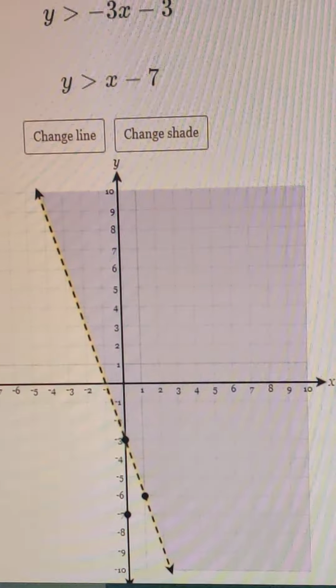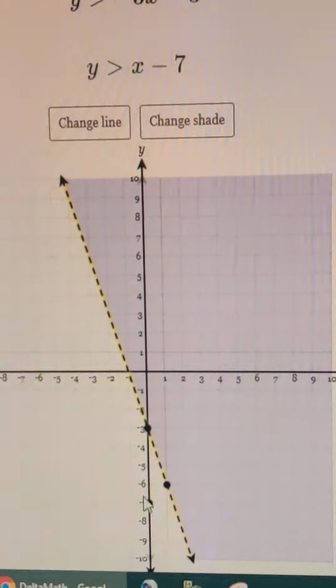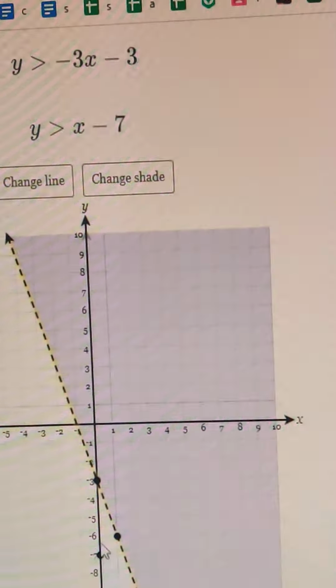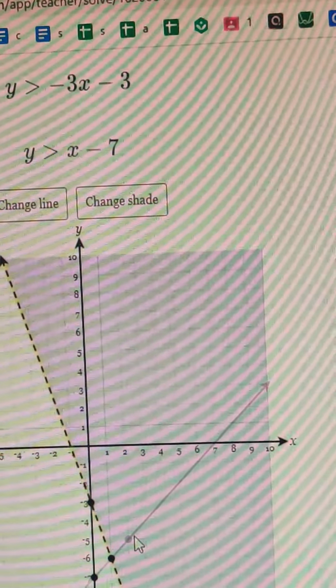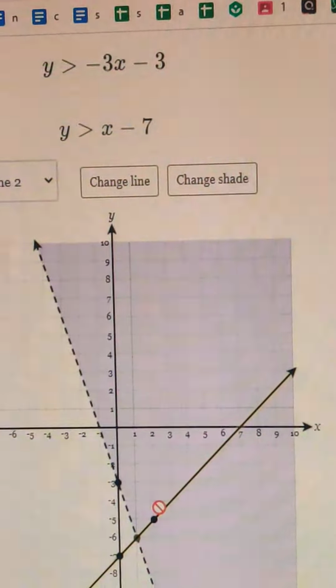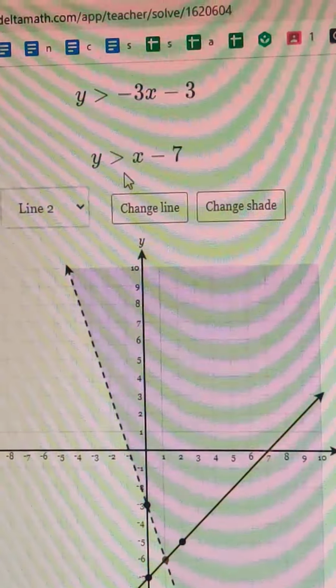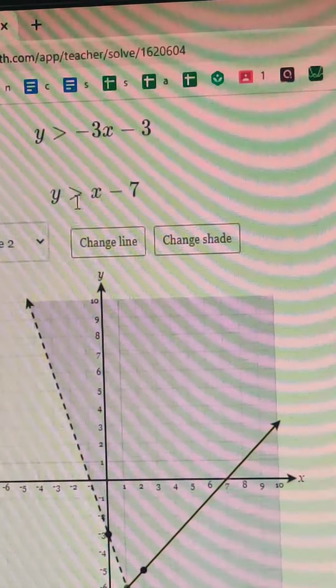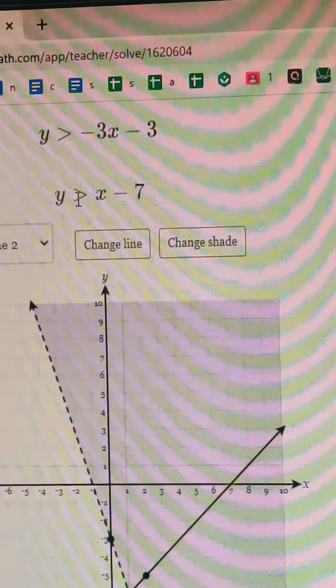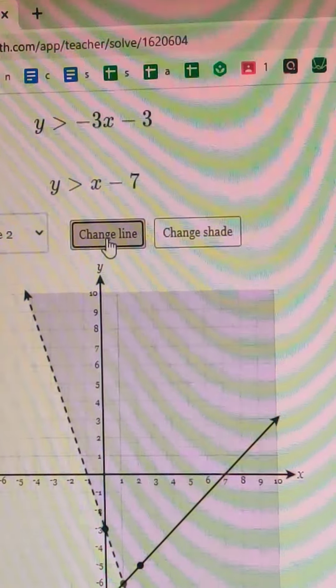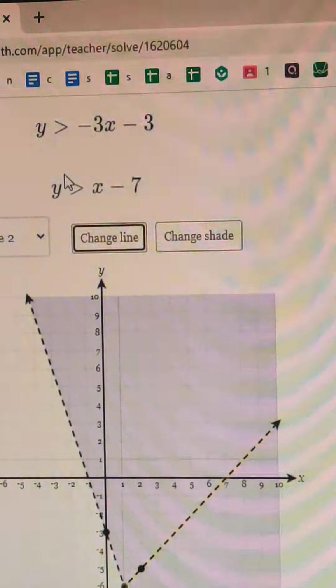That's telling me from this point, where's my cursor? From this point, I'm going up 1/1, like that. And it just keeps going up. And there's my line. Now let's look back at this thing again. When there's no line under there, it's dotted. So I got to change that line to make it dotted. So both of these lines are dotted.